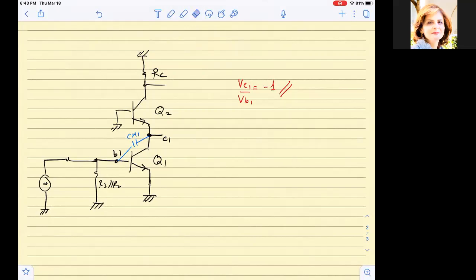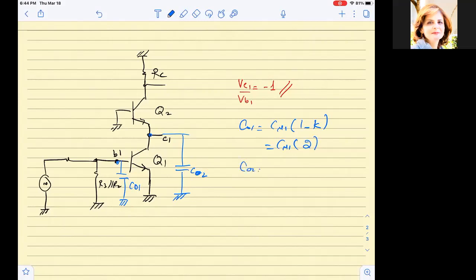It splits into two pieces. One piece will be at the base, so here I have C1, and the other piece will go down between this node and the ground. Let's call them C01 and C02. Okay, there will be 2 capacitors. C01 is CMU1 times 1 minus K, which is CMU1 times 1 minus minus 1, so it becomes 2 CMU1. And C02 is CMU1 into 1 minus 1 over K, which is also CMU1 into 1 minus 1 because K equals minus 1, so it becomes 2 CMU1. So here I will have 2 CMU1 and here I will have 2 CMU1. Now, after I break this by Miller, I need to answer the questions.